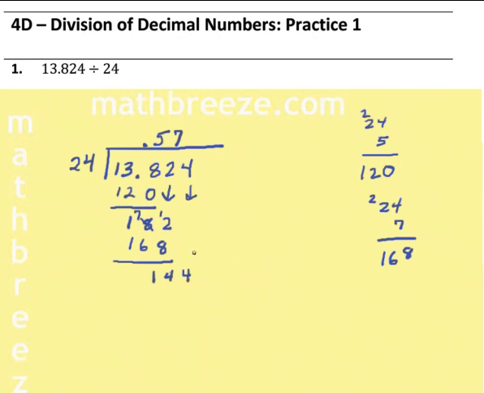24 into 144, about 6 times. All right, let's multiply 24 times 6. 6 times 4 is 24. 6 times 2 is 12, and 2. So we have an exact division. 6 times 24 is 144. Remainder 0. And there's our quotient, 0.576.